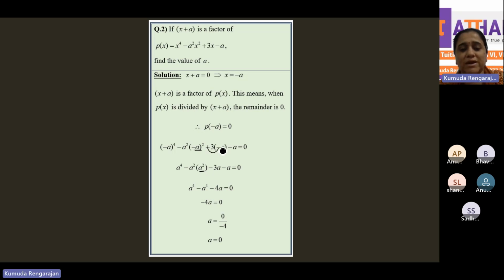And this you can multiply. Minus 3a minus a is equal to 0. Then after that, minus into plus, minus a square into a square is a to the power 4. Minus 4a is equal to 0. Then this one gets cancelled. Plus a power 4 minus a power 4 gets cancelled. So minus 4a is equal to 0. A is equal to 0 by minus 4. So 0 by minus 4 is 0. Correct?